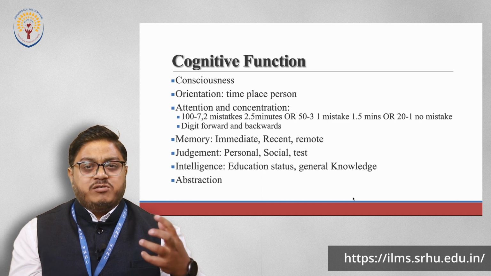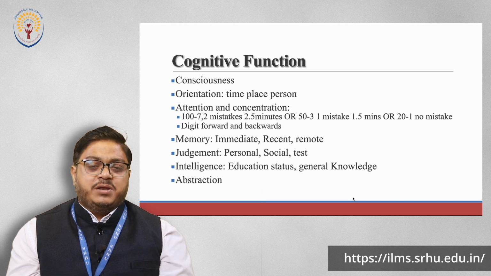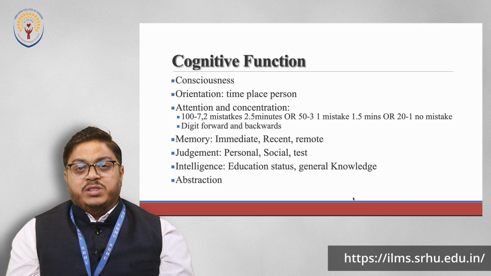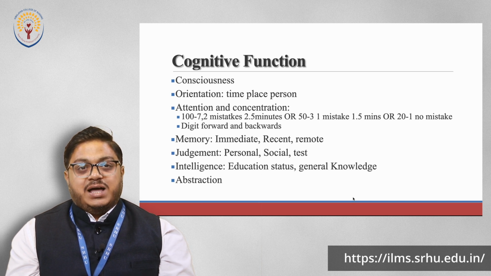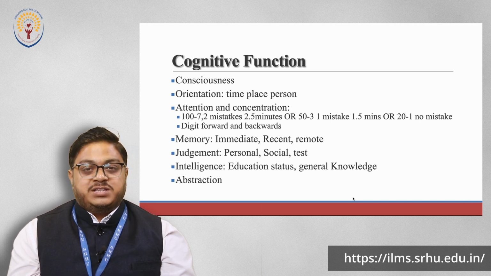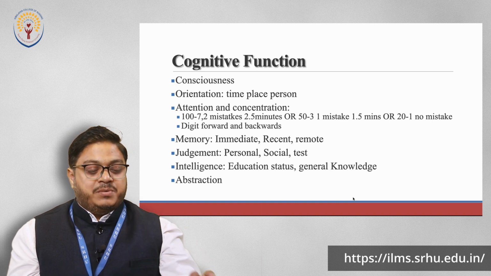Immediate memory we can say, repeat 3 words, repeat after me, so they will repeat after you. So that is immediate memory. Recent memory we can go up to 24 hours. What did you have yesterday? What did you do in the evening? What were your tasks for yesterday? How did you complete? Who came to meet you? All these things come under recent memory. And then lastly we assess remote memory, that is of the very distant past. We can ask for anniversary dates, birthday, or any significant event that they remember in the past. Okay, so this tells us whether all 3 types of memories are intact or not.